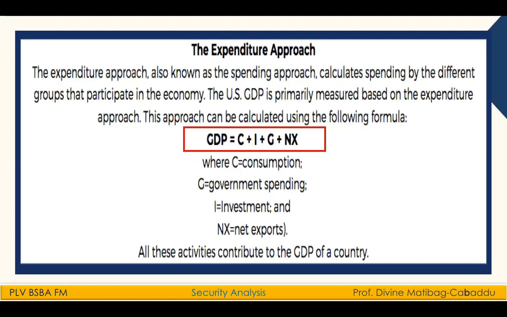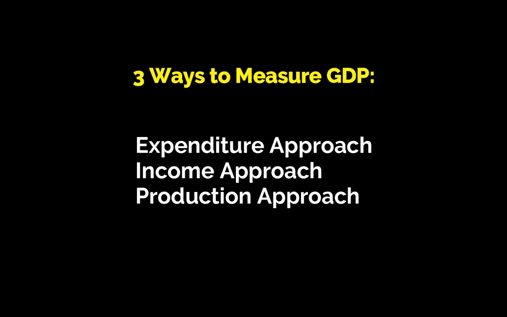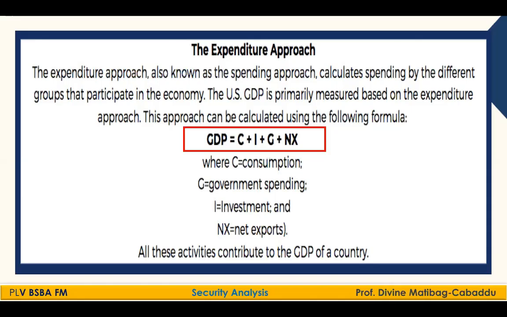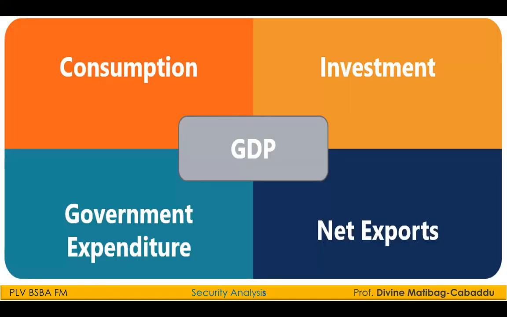There are actually three ways to measure GDP. We have the expenditure approach, income approach, and production approach. But one of the most popular approaches to measure GDP is through the expenditure approach. And this is how we compute for it. We simply get the sum of consumption, investments, government spending, and net exports. So net exports is simply exports minus imports. So these are the four components of GDP. We have consumption, investment, government spending, and of course, net exports.